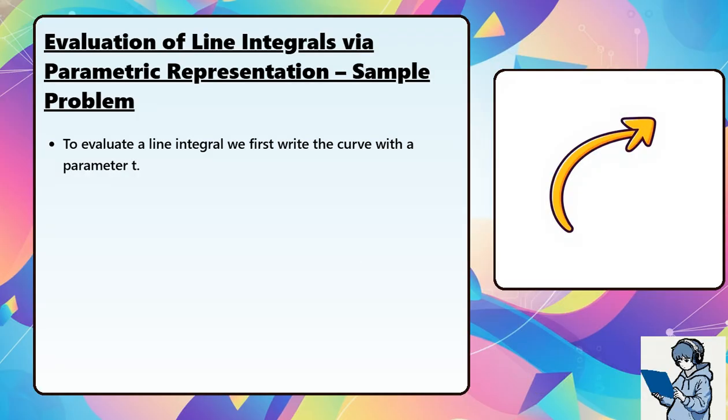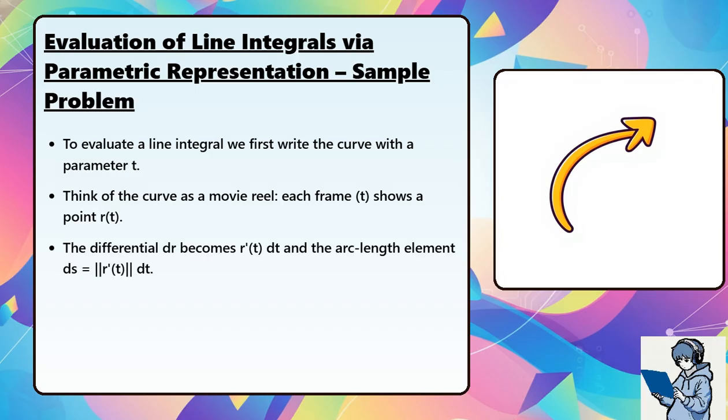To evaluate a line integral, we first write the curve with a parameter t. Think of the curve as a movie reel. Each frame t shows a point r of t. The differential dr becomes r prime of t dt, and the arc length element ds equals the norm of r prime of t times dt.